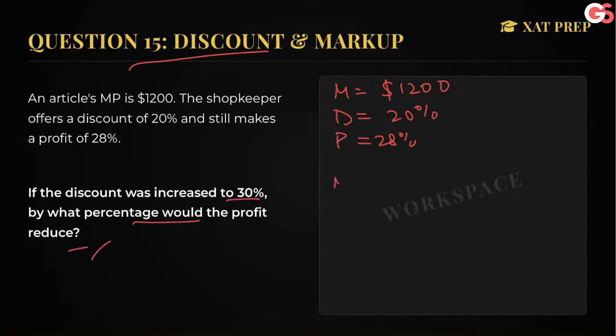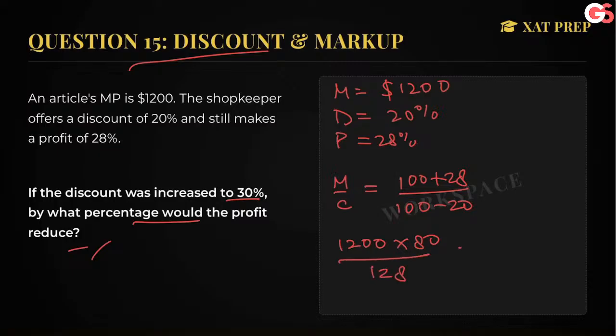We can calculate the value of C. M by C is 100 plus 28. See, this is a great hack to solve questions. So 1200 into 80 upon 128 is the value of cost price. Now it says if discount was increased to 30%, by what percent would the profit reduce?